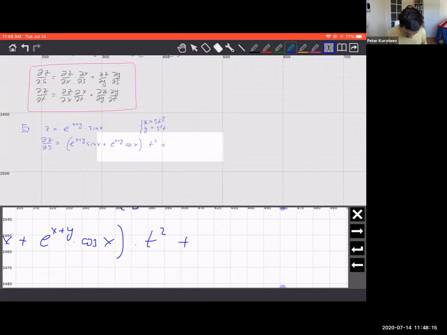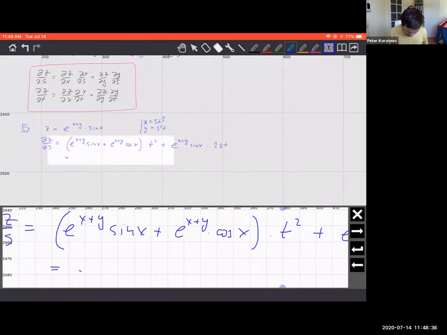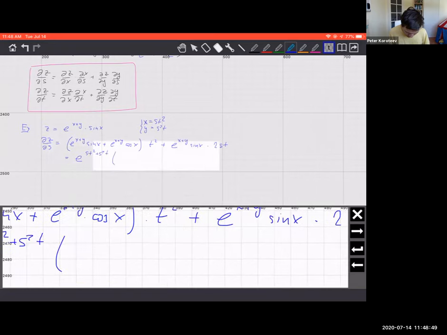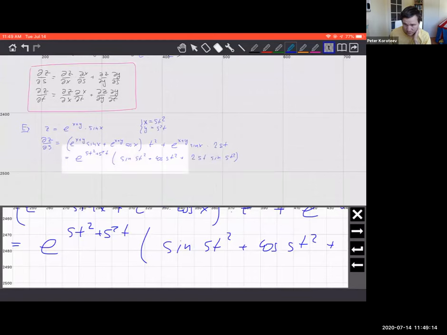then plus dz over dy. So here it will be only one term, times dy over ds, which is just 2st. And you can simplify it, right? So for example, you can take out the exponential, since the exponential appears in every term, and plug in the parametric dependence. Here it will be sine plus cosine plus the rest, right? So it's sine of st squared plus cosine of st squared plus 2st sine of st squared. Yep, that's the derivative.